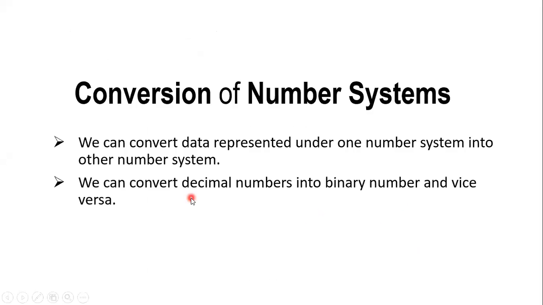Conversion of number systems. We first need to convert data represented in any number system into another number system. We can change a number given in any number system into any other number system. We can convert decimal numbers into binary ones and vice versa. We can get them back into decimal numbers as well.